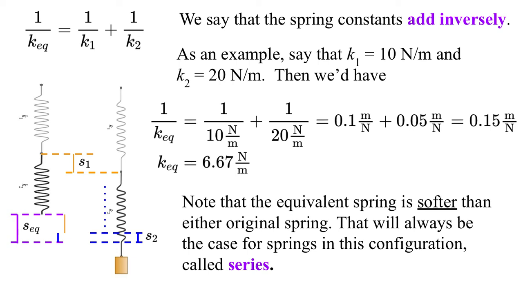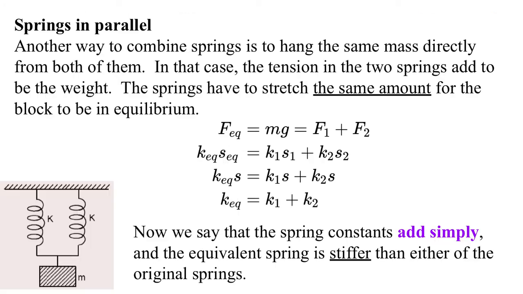Right? And notice that the equivalent spring is softer than either original spring. That's always going to be the case in this configuration, so-called series, because we can see that each of them stretch, so the total thing stretches more than either of them. So of course, when we divide the weight by that distance, we're going to get a much smaller number. So adding springs in series makes the resulting spring softer, and that's worth knowing. I wouldn't memorize it or anything, but it's worth knowing.